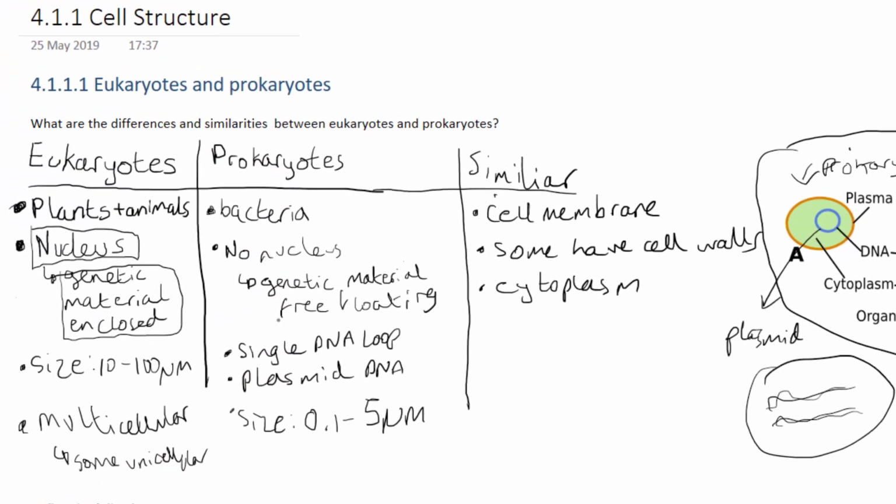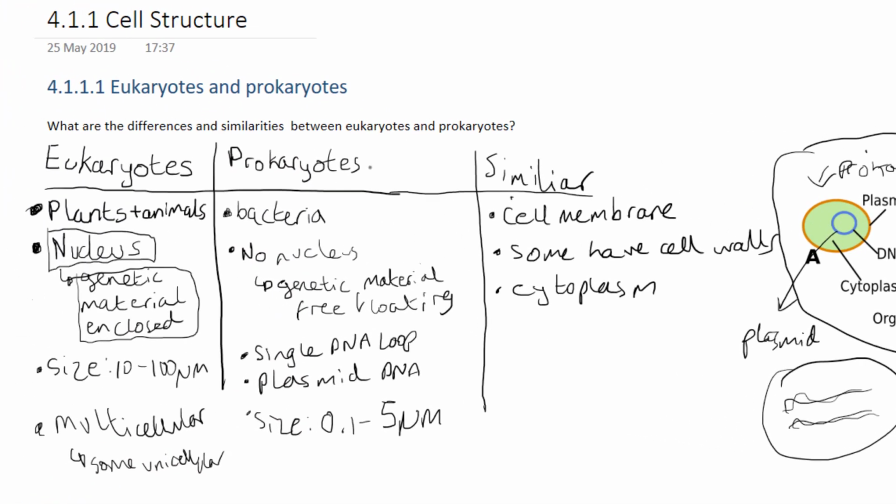If we look at the relative sizes between eukaryotes and prokaryotes, we'll see that eukaryotes have a size of between 10 to 100 micrometers. We'll go into what micrometers specifically mean later on. Prokaryotes are much smaller, with a size of 0.1 to 5 micrometers.